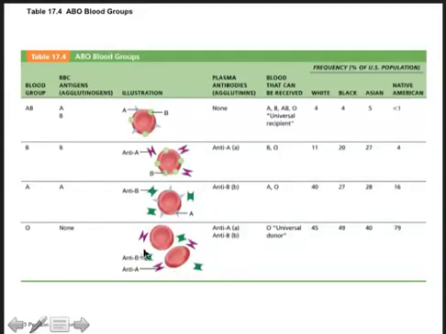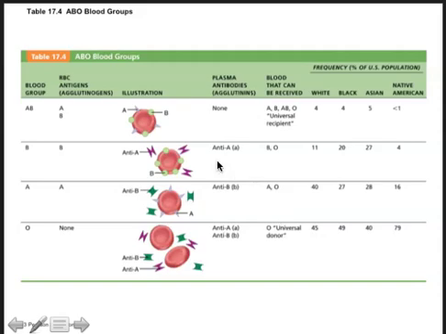Okay, let's look at a type A individual. Type A blood contains the A antigen on the red blood cells. They will have antibodies against type B antigen, which means that a type A individual can receive blood either from a type O individual or another type A individual. They have anti-B antibody in their plasma, they have A antigen on their red blood cells, and they can receive blood from either A or O individuals. Okay.